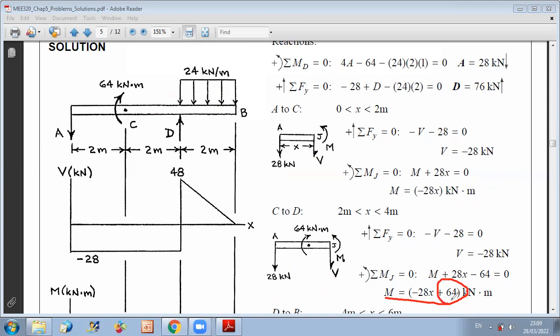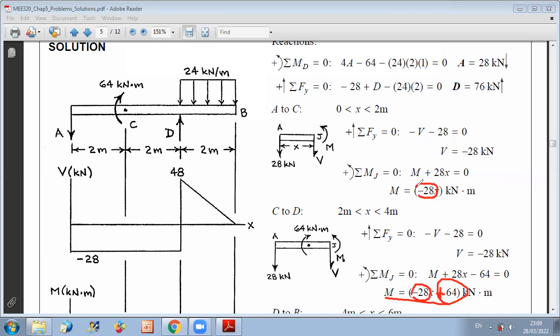So what will change at C is that you have a sudden jump in bending moment. And as you can see, a clockwise moment will cause a positive jump when moving from left to right. After this, the slope will not change, because the slope with respect to x will remain the same, since V will not change before and after the couple.